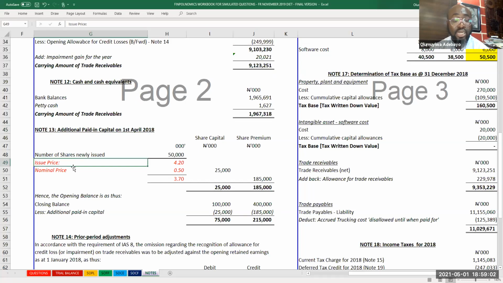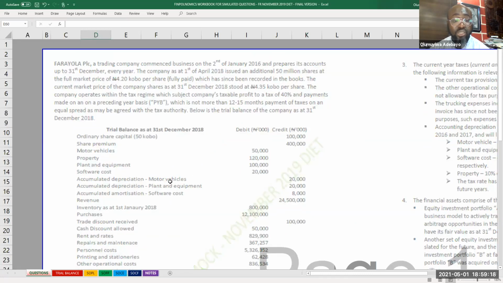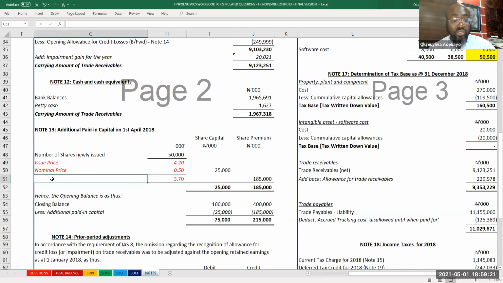Now, what is the additional share issued? The number of shares we newly issued was 50 million. The issue price is 4.20 naira. If you go back to the question, 4.20 naira, but the nominal price is 50 kobo, which means the shares were issued at a premium of 3.70 naira. This premium is the excess over the nominal price. That's 370 kobo. Sorry, the nominal price will go to share capital. The premium will go to share premium. Okay. And that's how we arrive at that.